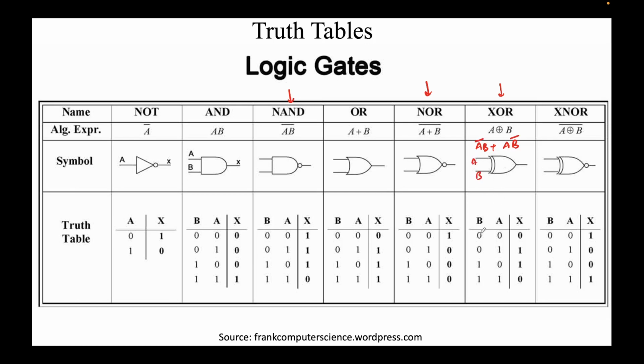So we write all four combinations: 0 0, 0 1, 1 0, 1 1, and based on this algebraic expression we can obtain the value of X. X is the output over here. This is called a truth table, and we'll again revisit this in today's class.